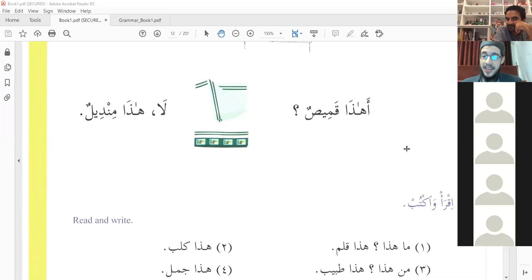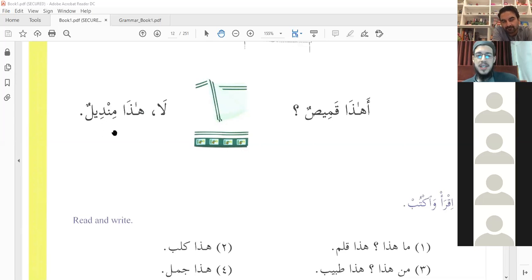So we have a yes or no question. Ahada qamisun? Qamis, as we learned in the previous lesson, is a shirt. Traditionally, in classical Arabic, it was also used for a thobe. They don't call it that anymore, they call it a thobe. So the question is, is this a qamis? And the answer is no.